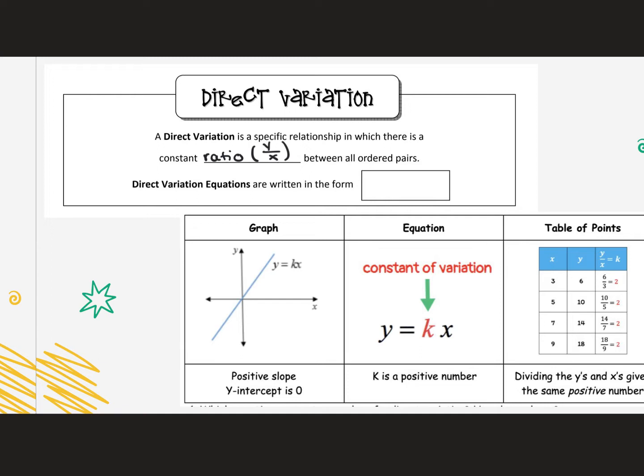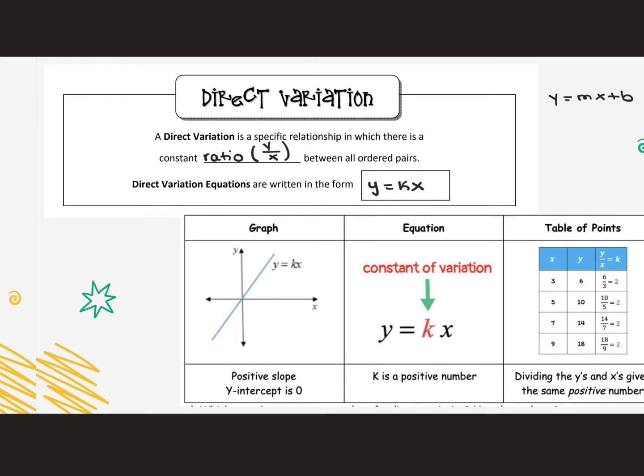Direct variation equations are written in the form y equals kx. All right. So remember, we just came out of writing our equations unit where we were writing equations in the form of y equals mx plus b. Direct variation has a similar equation except we use k to represent that constant. And also along with that, you see there's no b, and that is because the y-intercept is 0.